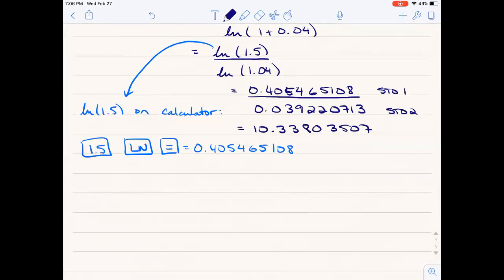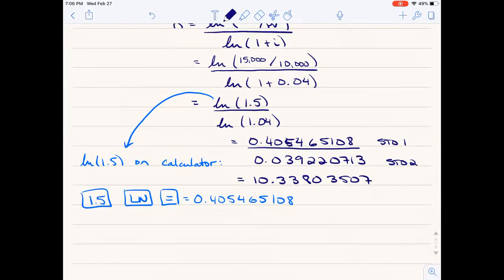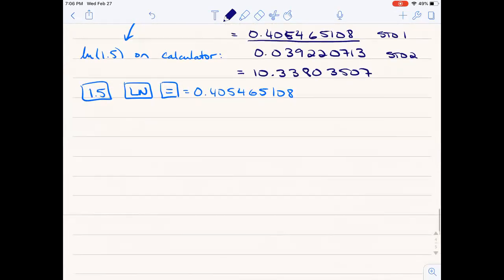You don't have to show this middle step here, definitely not. You can just go straight from this to this, that's fine. I'm just showing it to you so you can check your calculations, your calculator work. So N is 10.33803507.